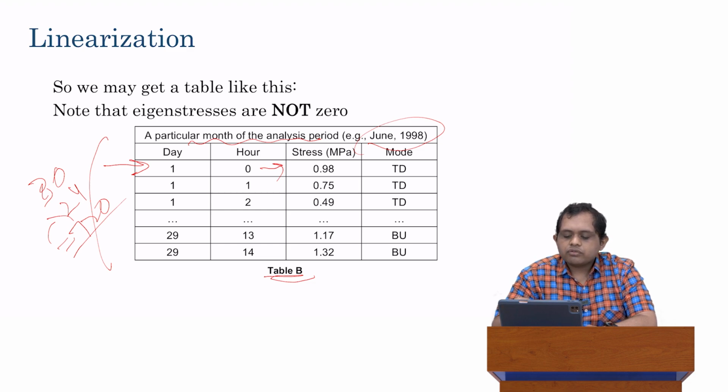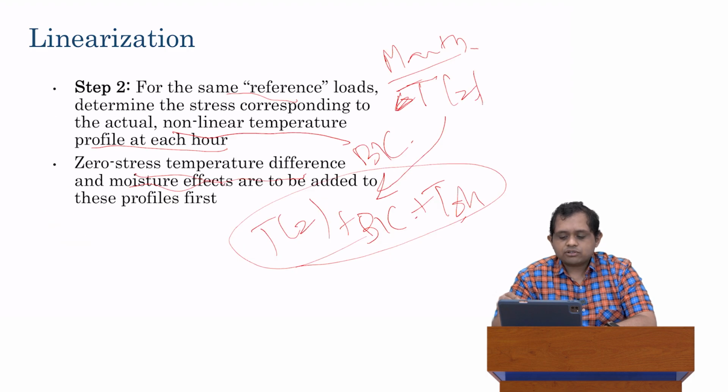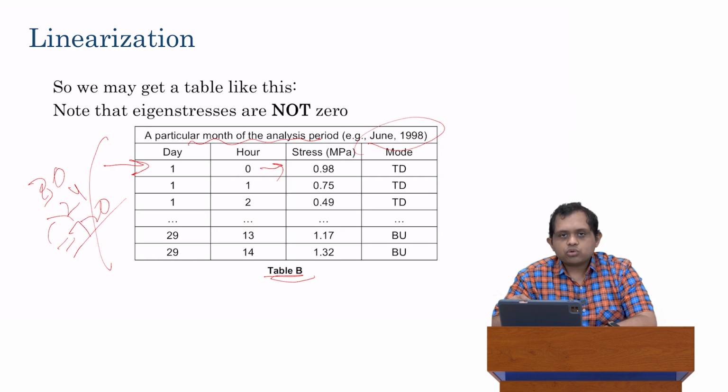So for each day of the month and for each hour, what you do is you take the actual temperature distribution. Again, the actual temperature distribution is what I just showed over here. It's the transient plus the BIC plus the shrinkage. Take the actual temperature distribution and, using ISLAB or any numerical analysis program, calculate the critical stresses and also classify the mode of those stresses, that is, is it top down or is it bottom up.